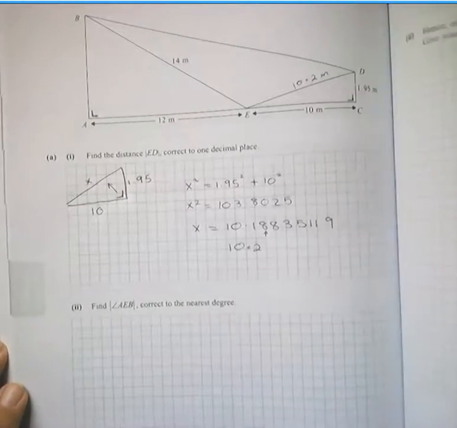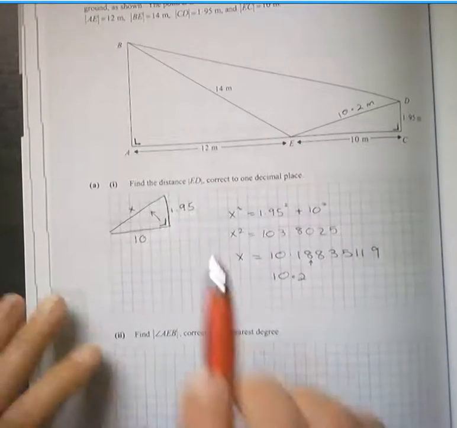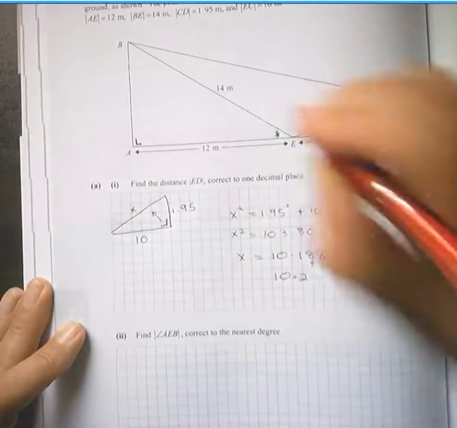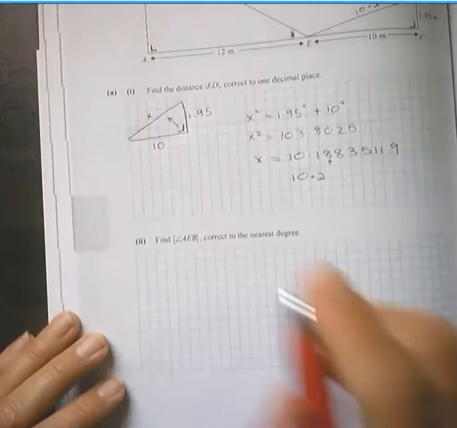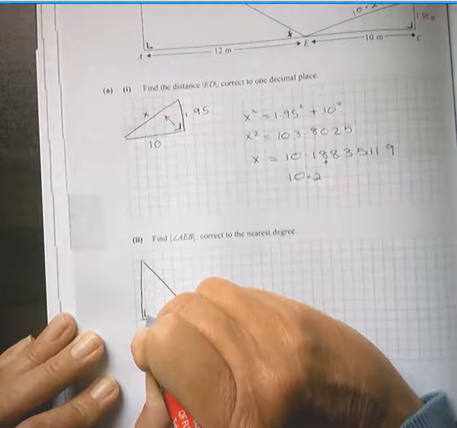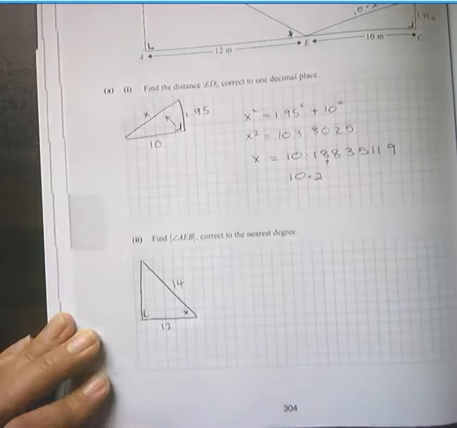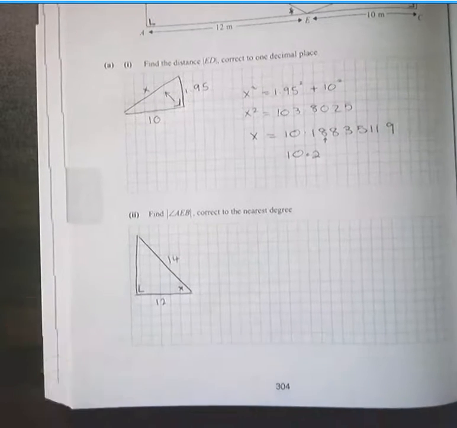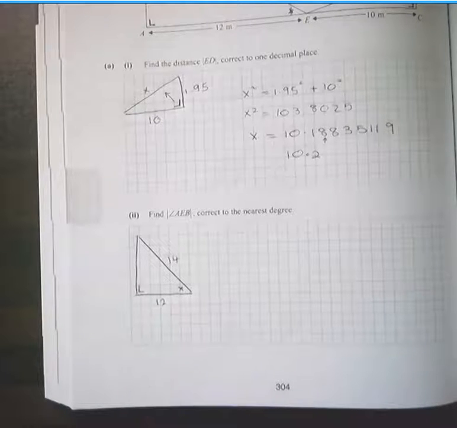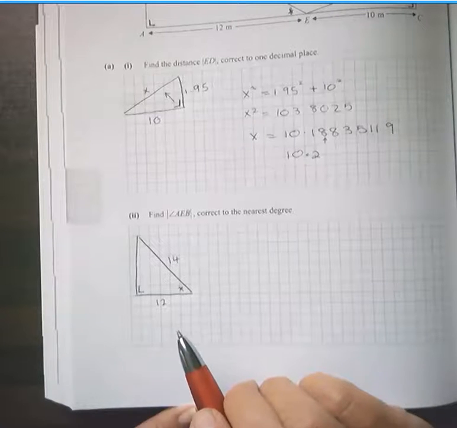Next part of the question, it wants you to find AEB correct to the nearest degree. So AEB is this angle. So you're dealing with the other right angle triangle. We have a 12, we have a 14, and we're looking for that angle. It's a right angle triangle. I'm not going to use Pythagoras' theorem because I don't need the side, but I want to find the angle, so I can use the sine, cos, and tan ratios.